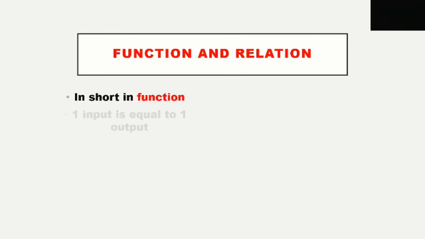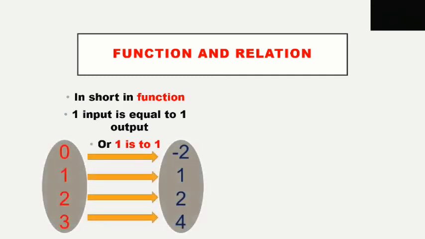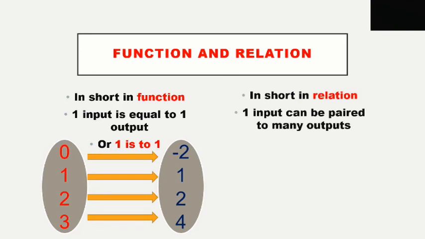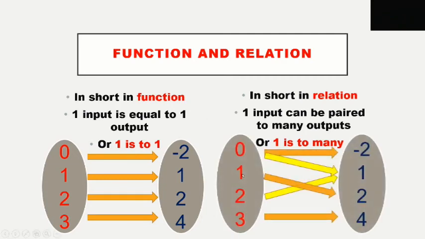Functions and relation. In short, in a function, one input is equal to one output, or it is one to one. For example, each element in the first set is associated with only one element in the second set. In a relation, one input can be paired with many outputs. So it is one to many. Here, one of the inputs is paired with more than one output.